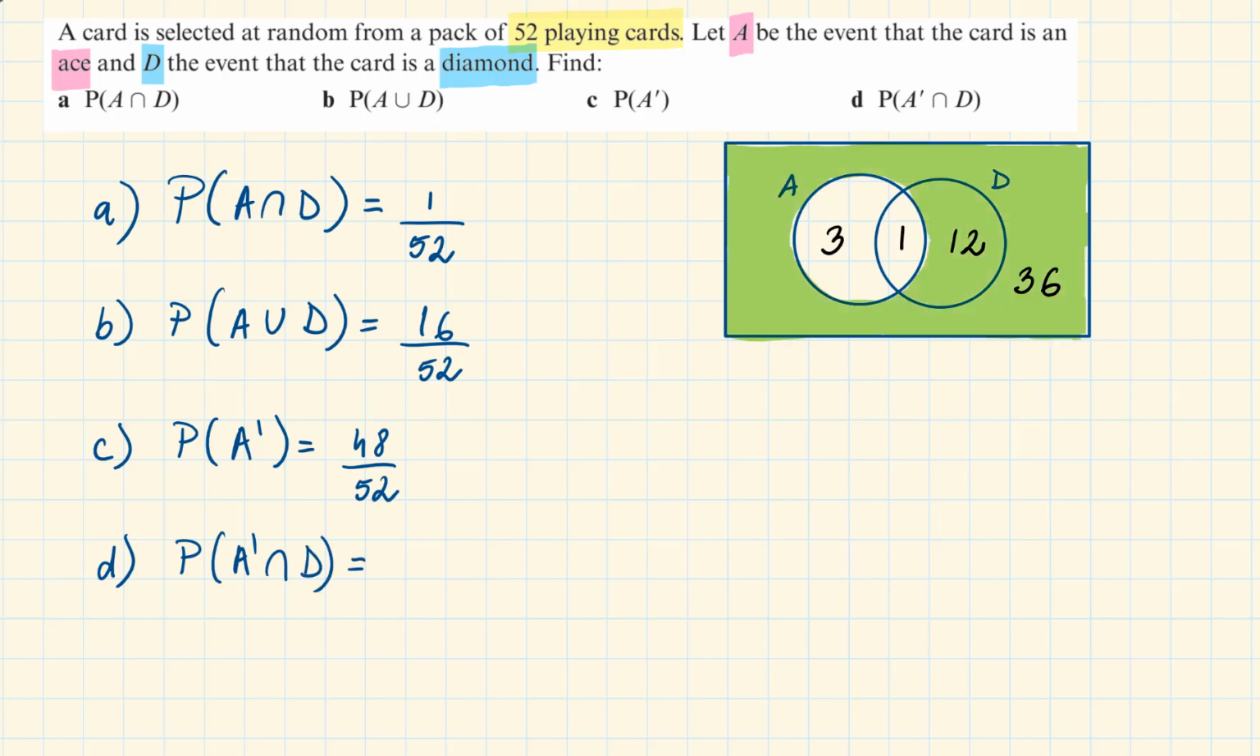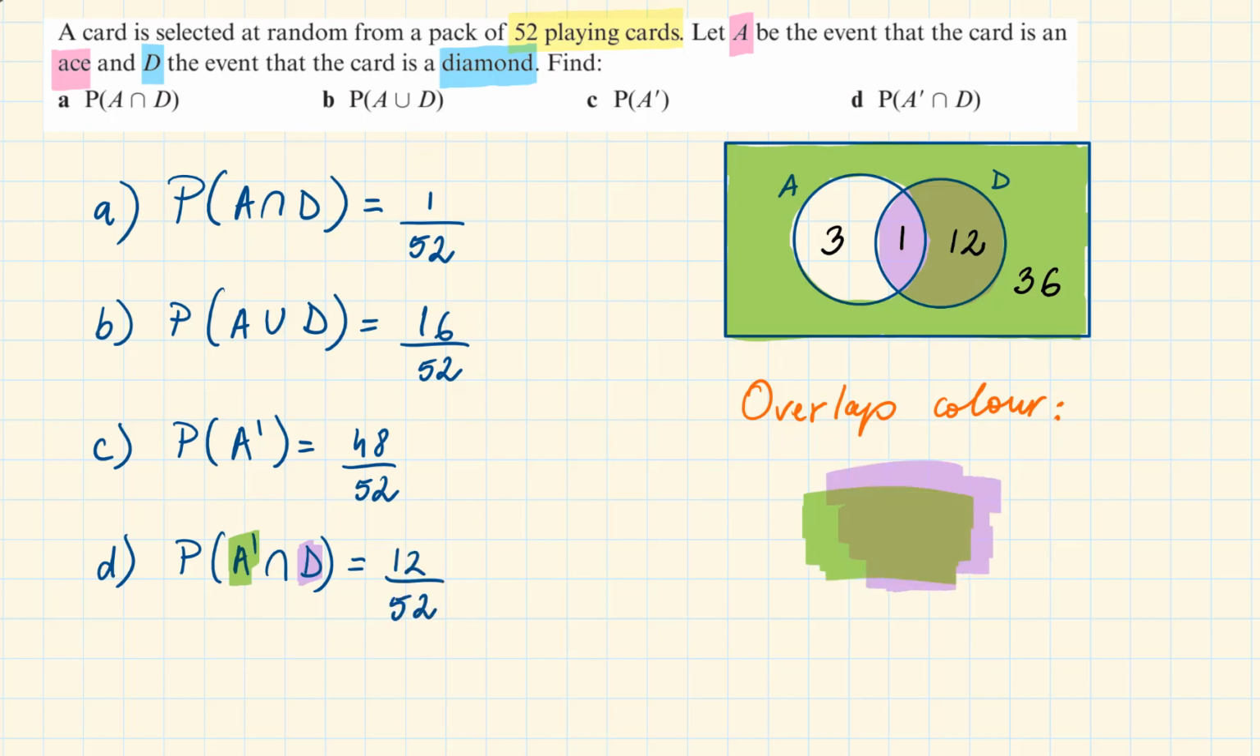The probability of A not happening intersection with D, as we can see from the shaded Venn diagram, the probability is going to be 12 out of 52.